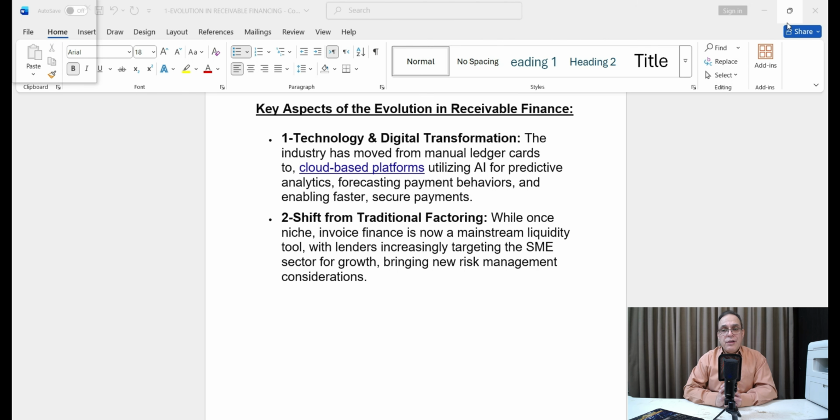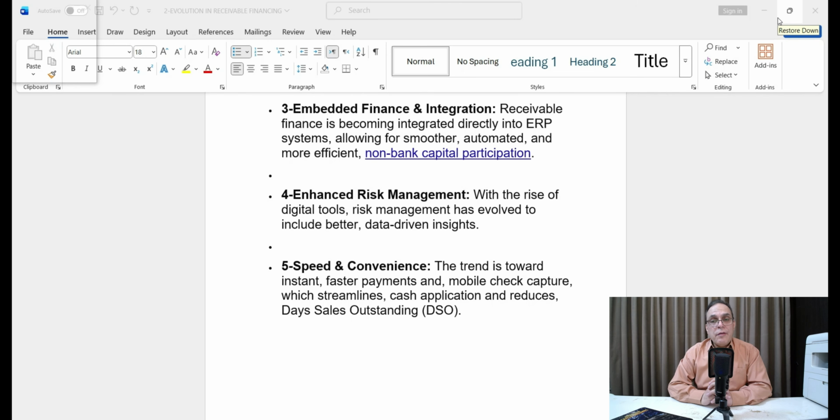2. Shift from traditional factoring. While once niche, invoice finance is now a mainstream liquidity tool, with lenders increasingly targeting the SME sector for growth, bringing new risk management considerations. 3. Embedded finance and integration. Receivable finance is becoming integrated directly into ERP systems, allowing for smoother, automated, and more efficient non-bank capital participation.